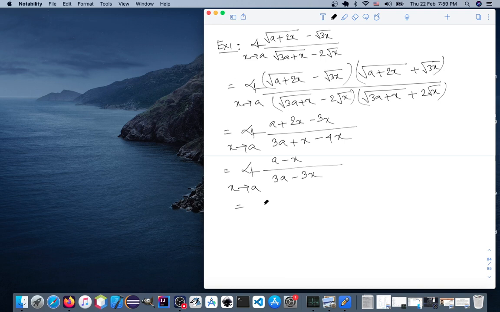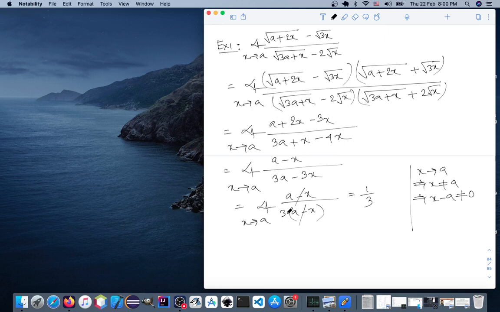This becomes limit x tending to a of a minus x over 3 common, a minus x. This is 1 by 3, as x tending to a implies x not equals to a, implies x minus a not equals to 0.